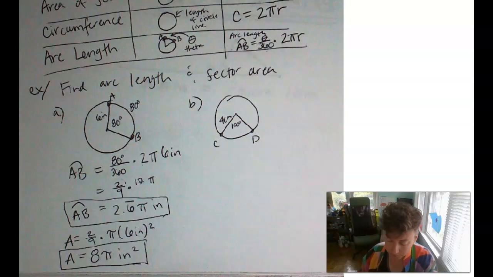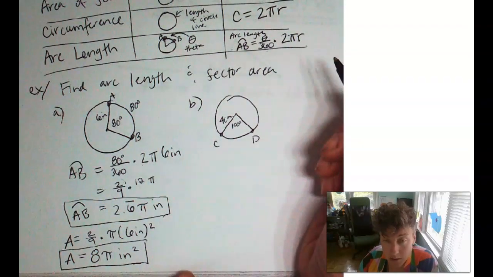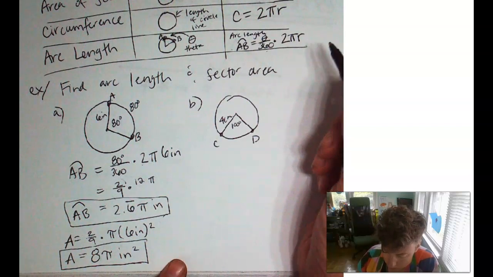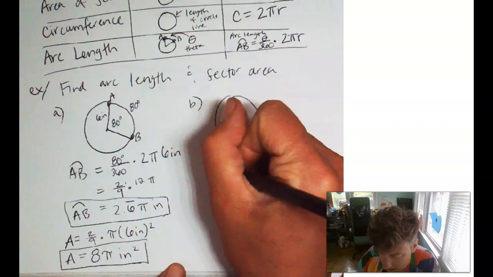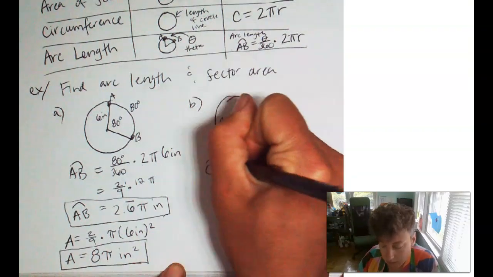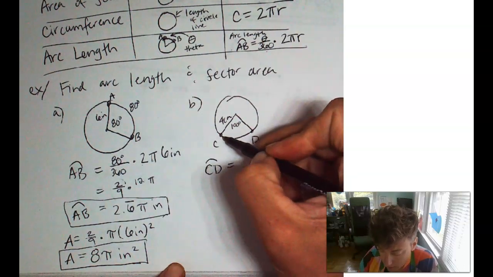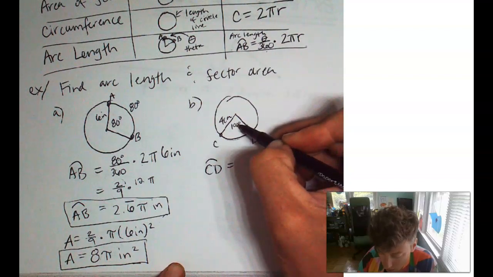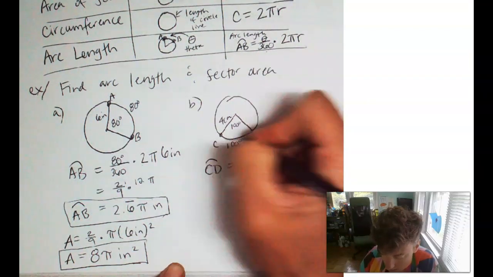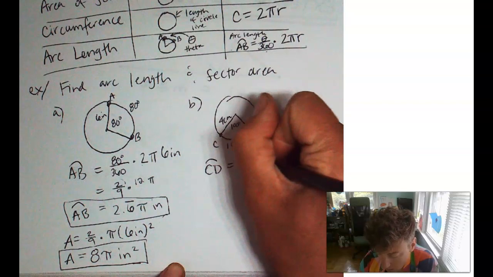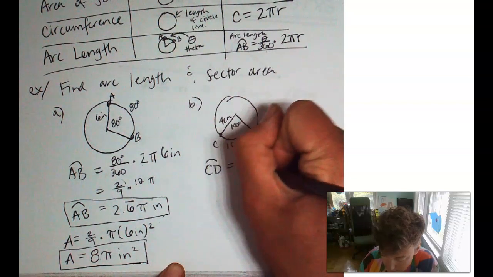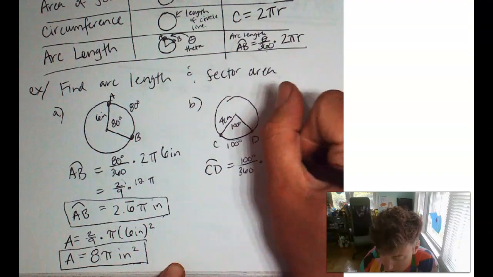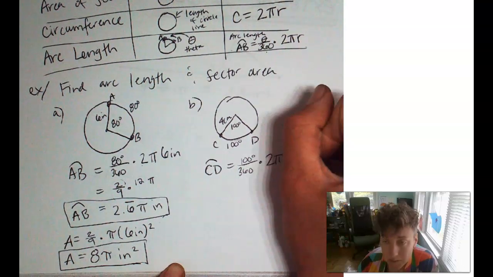Alright, cool. Easy peasy lemon squeezy, let's do it again. We're going to find the arc length for CD this time. The measure of that arc is the same as its central angle, which is 100 degrees. So we've got 100 over 360 times 2 times pi times 4 centimeters.